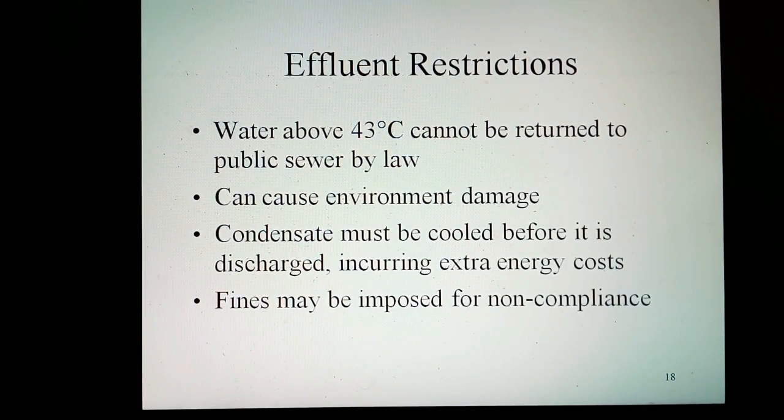Effluent restrictions. Water above 43 degrees centigrade cannot be returned to the public sewer by law, because it is detrimental to the environment and may damage earthenware pipes. Condensate above this temperature must be cooled before it is discharged, which may incur extra energy costs. Similar restrictions apply in most countries, and effluent charges and fines may be imposed by water suppliers for non-compliance.